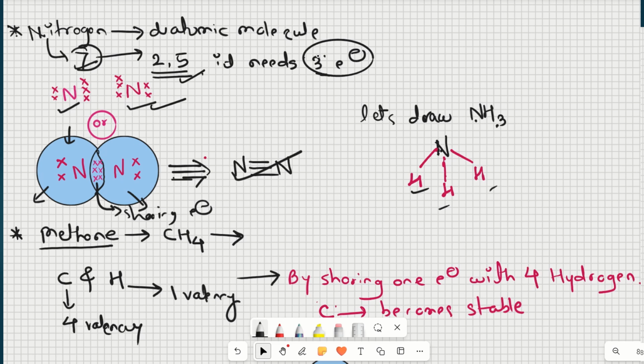Oxygen has atomic number 8 and we can write that as 2, 6. As we know, for any element to show its reactivity and stability, it should have 8 electrons in its last orbit. You can see here the molecular structure of oxygen. P means proton, N means neutron. In the first shell there are 2 electrons, and in the last shell there are 6 electrons.